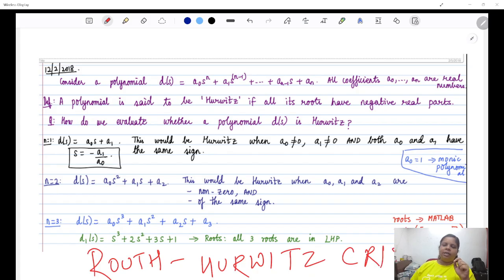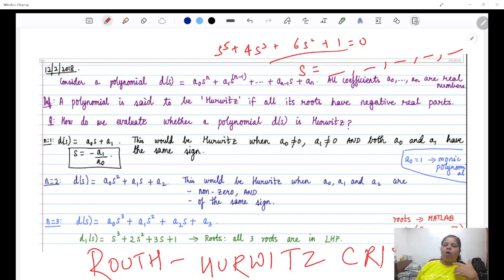This will help you in assessing the stability of the system. Before that, let's say I give you a system s^5 + 4s^3 + 6s^2 + 1, and I tell you to find the stability of the system. So definitely there would be 5 roots of the system.